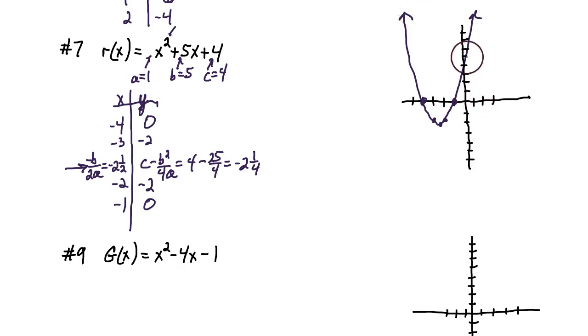You might notice when I drew the branches, I crossed the y-axis at 4. I did that because I knew that the y-intercept was a 4.